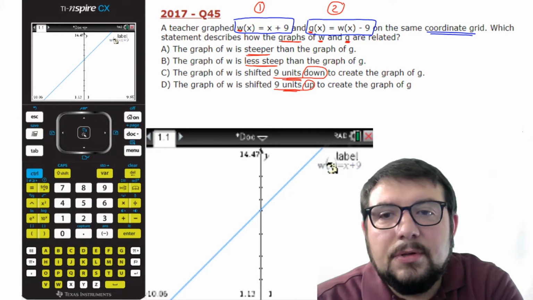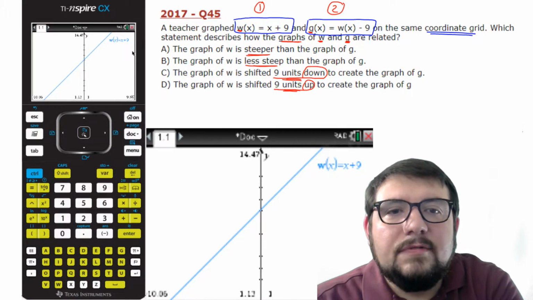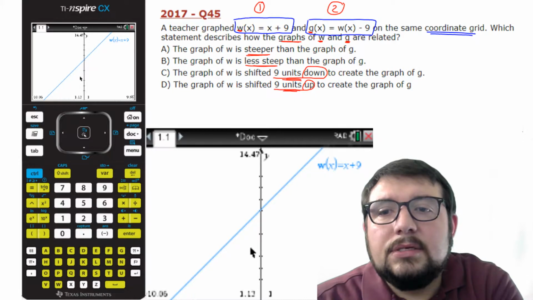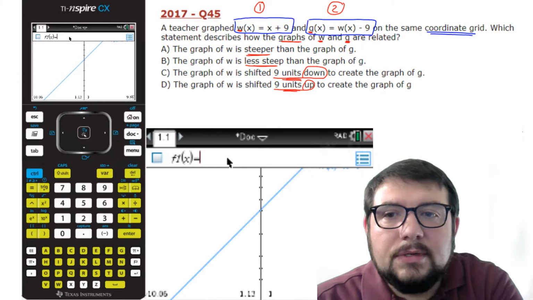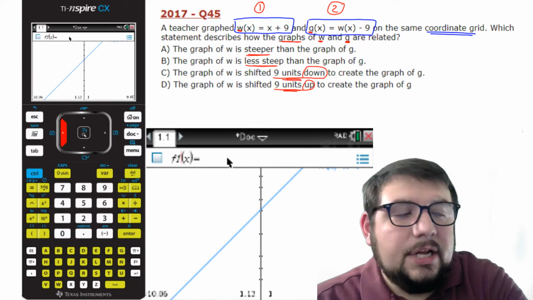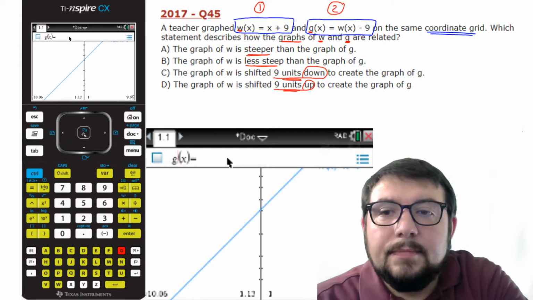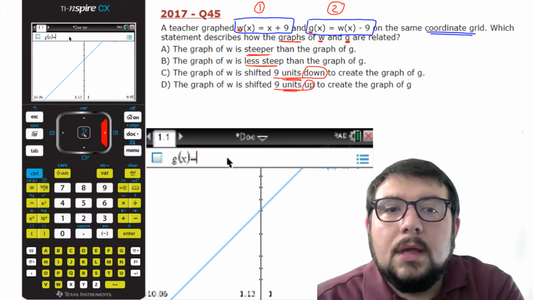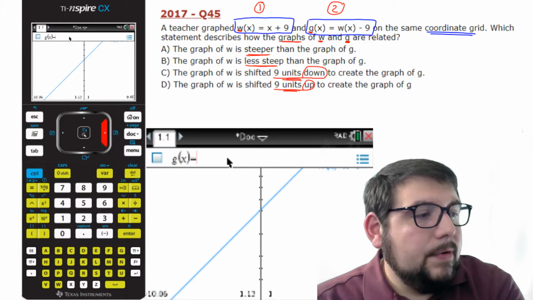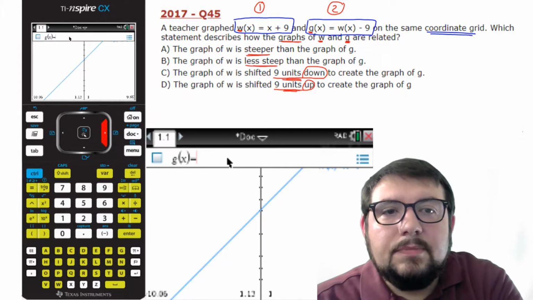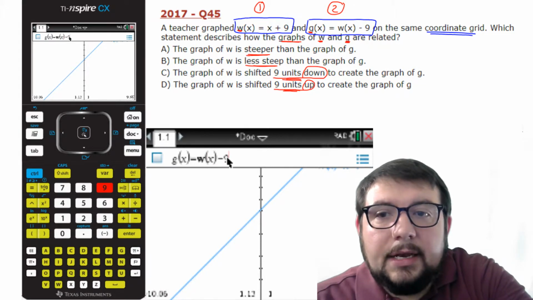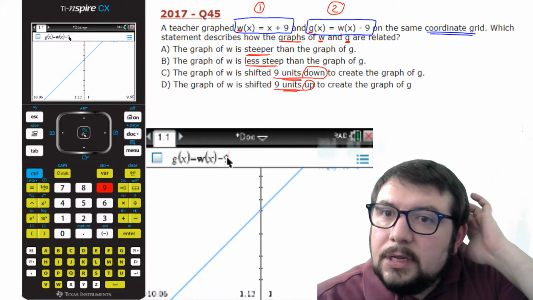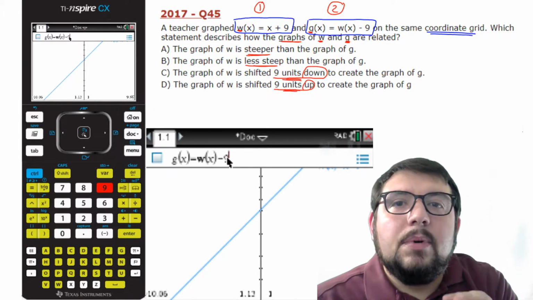That's the graph of W. Well, let's take a look at the graph of G and see what happens. Okay, so we're going to press Tab. And once we've pressed Tab, we're going to go inside that box and we're going to go back and change F1 to the letter G. And now that we've done that, we can see that we need to put W parentheses X minus 9.